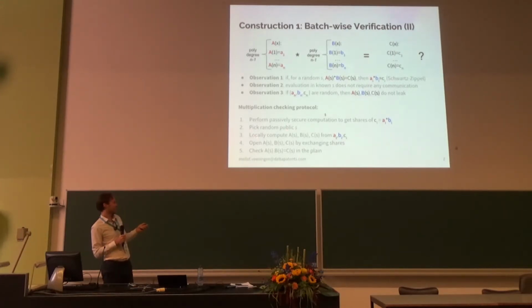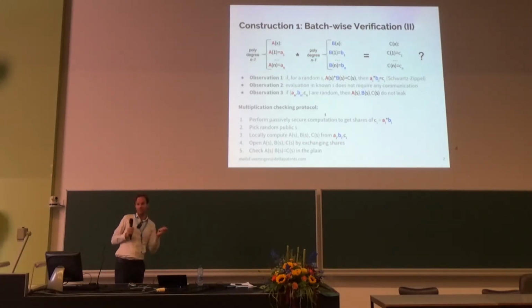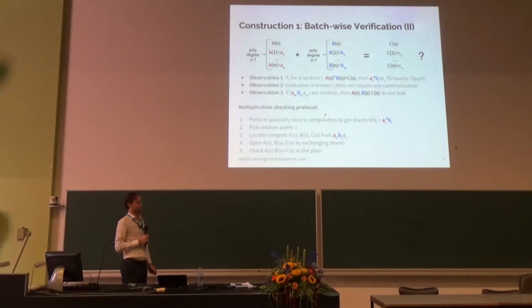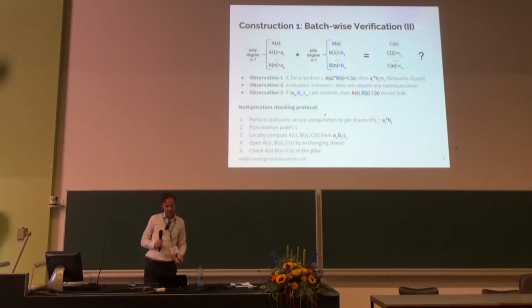Then everybody can just locally compute their shares of the values A(S), B(S), and C(S). That's a local computation, it doesn't require any communication. Then the parties exchange their shares of A(S), B(S), and C(S). That's just exchanging a few shares. And then everybody can just check that this equality holds in the plain. If it's true, we know that the multiplications were performed correctly. If it's not true, then there must be something wrong and we terminate without opening any of the results. So that's the main idea.